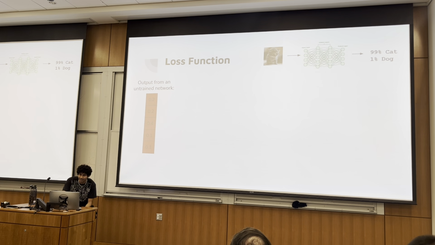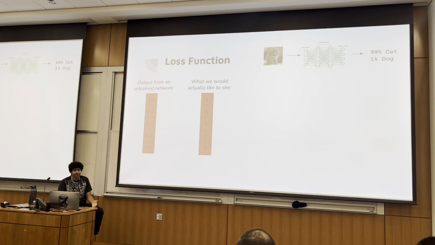So obviously it's not doing so well, right? But we know what that's supposed to be. We have labeled data, that's a cat, right? This is what we'd actually want to see. We want to see that cat node, the one that tells us this is a cat, be the highest and everything else be 0. That's what we want to see. So how do we quantify how poorly our network performed on this test?